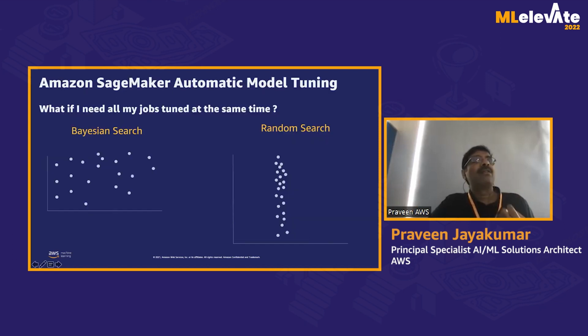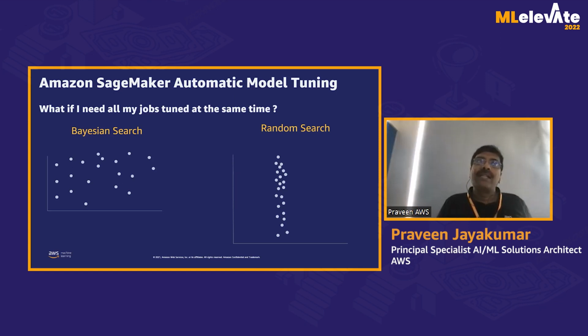SageMaker supports two different strategies. The default is a Bayesian search approach, and we also have a random search. It runs the number of jobs you specified in the hyperparameter tuning job, and then finally gives you the best hyperparameter combination. That is the capability the hyperparameter tuning job within SageMaker provides. It completely automates the process and makes it extremely fast for you.